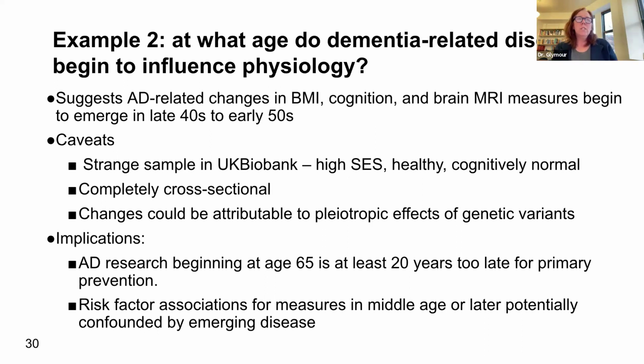This is a strange sample. The UK Biobank has a very odd selection process. It's very high SES, very healthy, and they were very cognitively healthy at baseline. The analysis I just showed you is really cross-sectional, not longitudinal, because they don't have longitudinal cognitive changes. And the changes could be attributable to pleiotropic effects of genetic variants.